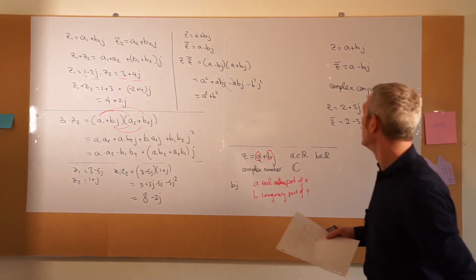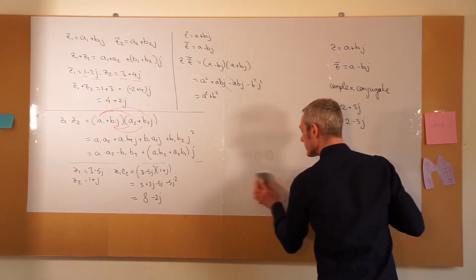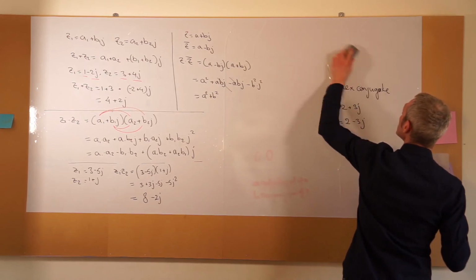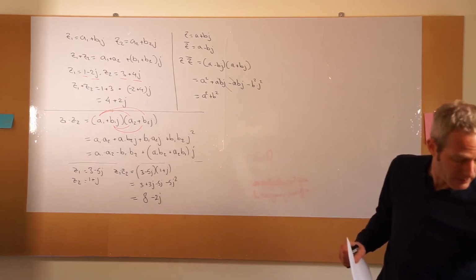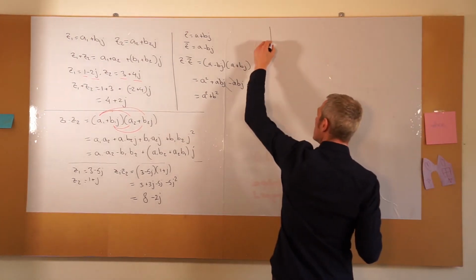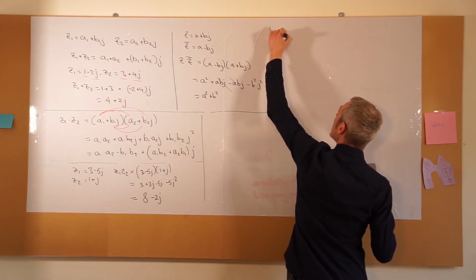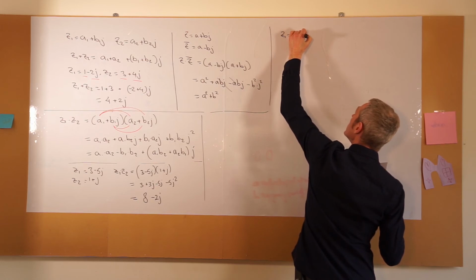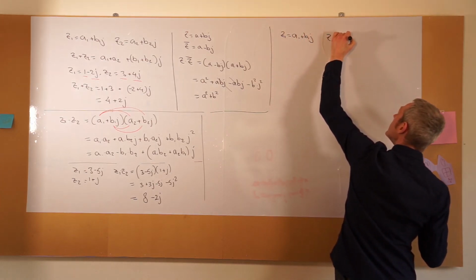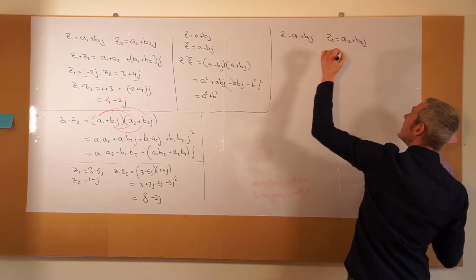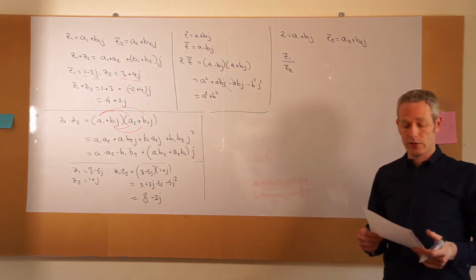Now, we've had addition and we've had multiplication, so let's see how to divide complex numbers. So we have Z1 is A1 plus B1 times J, and we have Z2 is A2 plus B2 times J. And what happens when we want to divide Z1 by Z2?